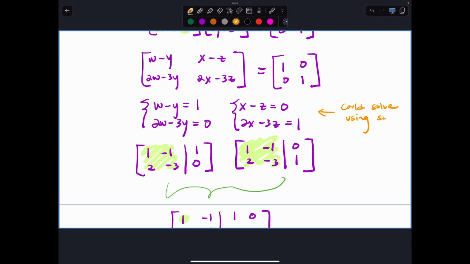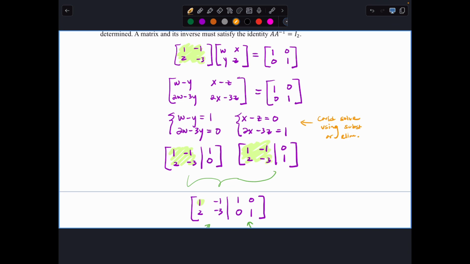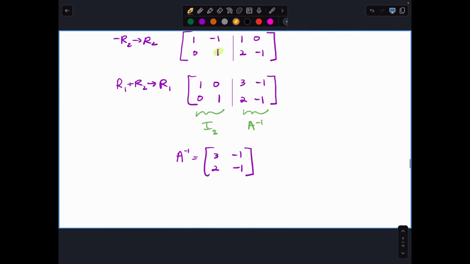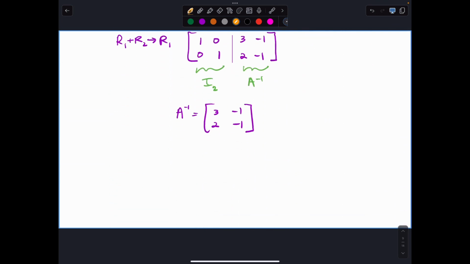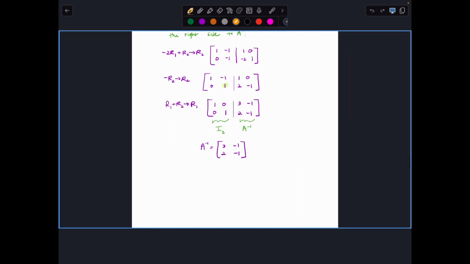Using substitution or elimination. And you could have then had w, x, y, z. But this is another method for finding A inverse. Questions?